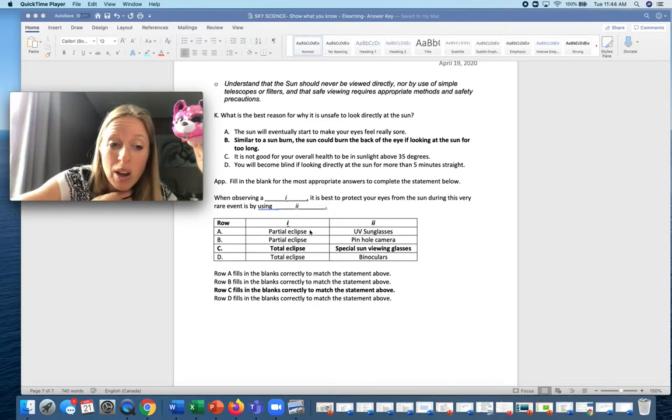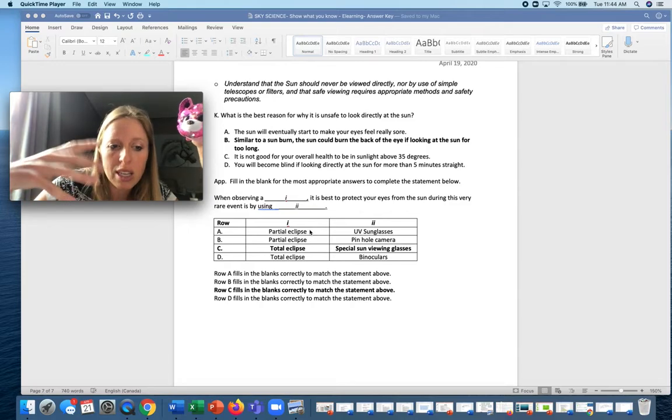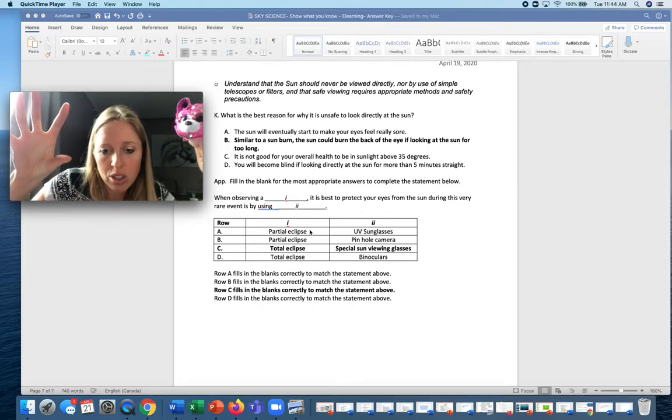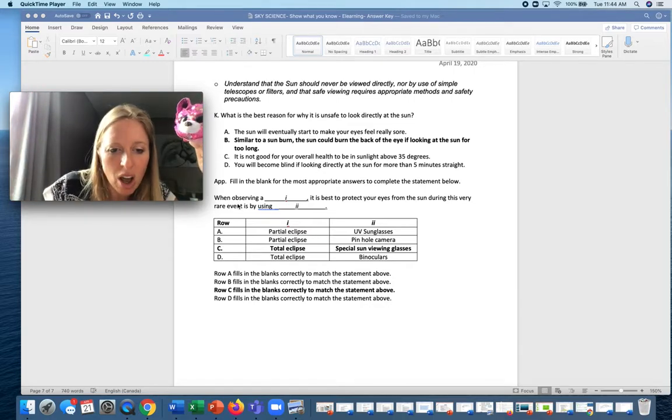So that one, you wouldn't fully be burning, looking at the sun. Yeah, so you wouldn't, plus it's not as rare of an event. The rare event is the total eclipse.